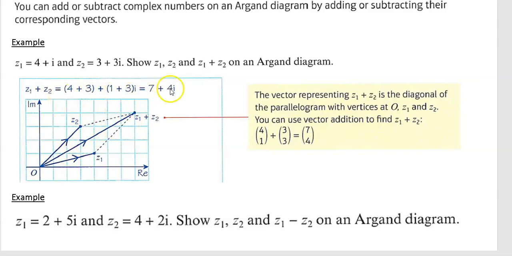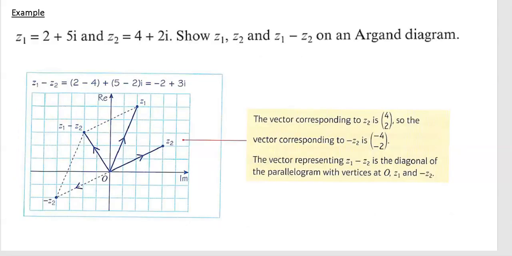So we've done it out algebraically or numerically here. It was adding the real parts: 4 plus 3 gives you 7. Add the imaginary parts, and 1 plus 3 gives you 4i, and so that's what it would be. But you can see as well, it's the same as going along the z1 and then along z2, or, it doesn't matter which way you add them, it's the same as going along the z2 and then along the z1. So just to go over that again, your z1 plus z2 is a single vector which would replace z1 followed by z2, or else z2 followed by z1.